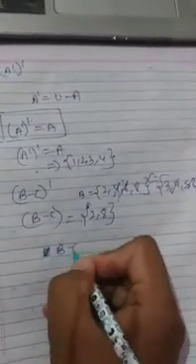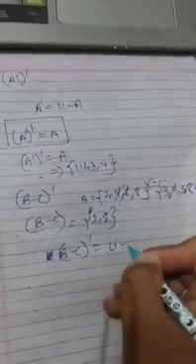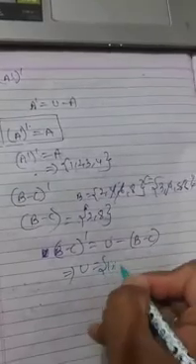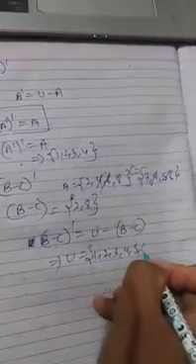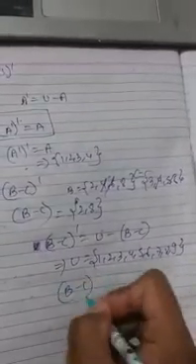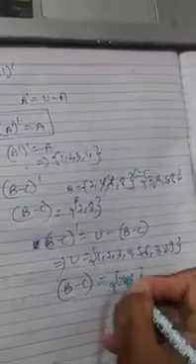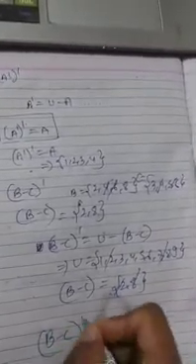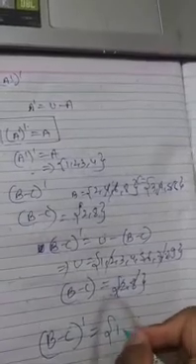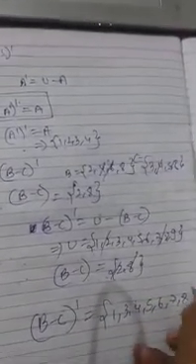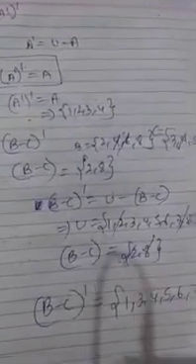Sorry, (B minus C) complement is U minus (B minus C). So what is U? U we have 1 2 3 4 5 6 7 8 9, and B minus C is {2, 8}. So 2 and 8 will be cancelled out. Other than that, all the elements will be your (B minus C) complement. So {1, 3, 4, 5, 6, 7, 9} is your (B minus C) complement. So like this we will solve all the parts.